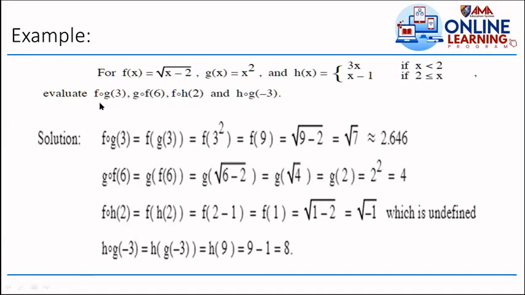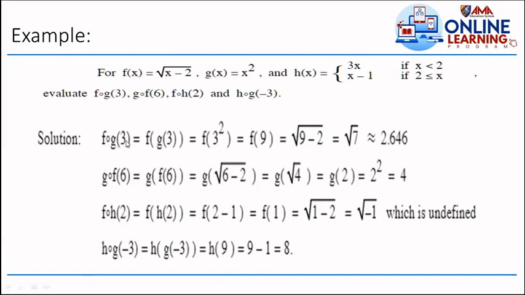So evaluate f of g of 3, okay, yung value ng x natin is 3, then g of f of 6, f of h of 2, and h of g of negative 3. Okay? So, solution, no? Kung may tanong, pwede mong i-ano dito sa chat box, no?